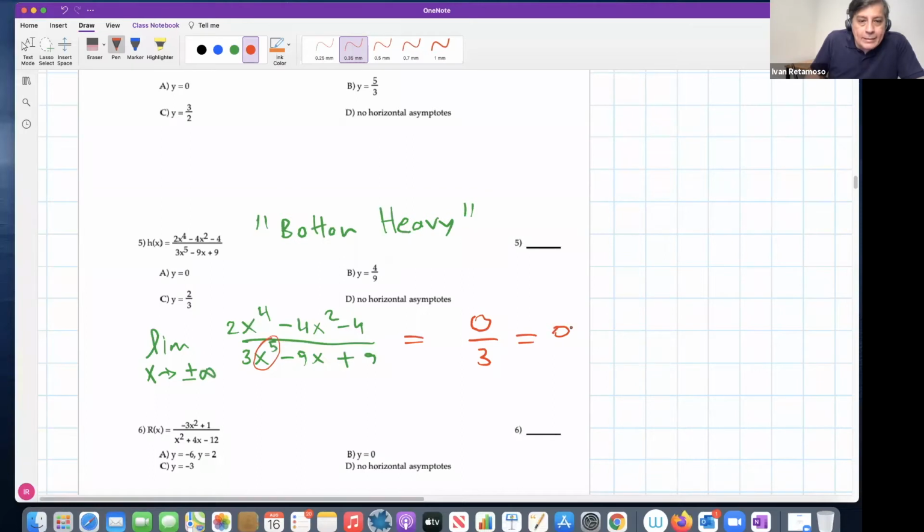So what does it say? That the horizontal asymptote should be y equals 0. Should have an equation which should be y equals 0. So for bottom heavy, the horizontal asymptote is always y equals 0.